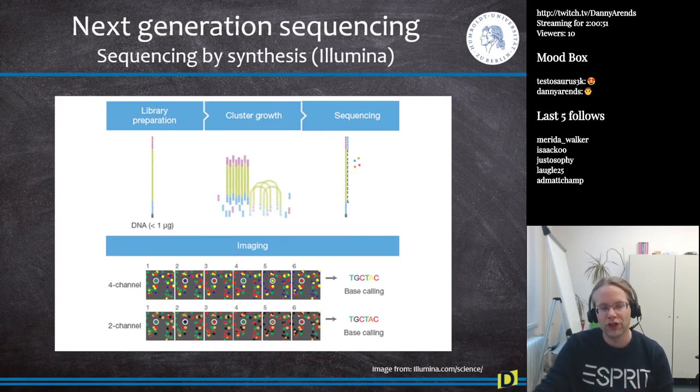And so what you see is that this dot here, first it is green, which means a T. Then you get a different color, which means a G. Then you get a red color, which means a C, and so on. So that is standard sequencing, which we do now.